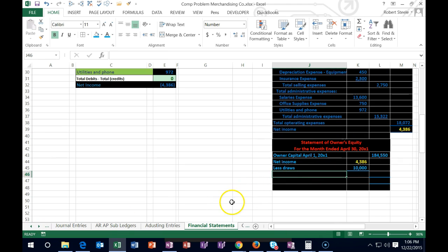Then we usually call this an increase in the capital, but in this case it's going to be a decrease. And how do we know that? Because the draws are actually larger than the income. So it's going to be a decrease. Let's put that in here.